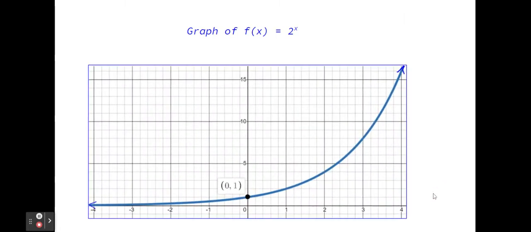So here is our basic function, an example, f of x equals 2 to the exponent of x. And this is what the graph will look like. You notice it's a curve, it is not a linear function, it is not a quadratic function. And we can see it is increasing. The y-intercept is at (0, 1) because when x is 0, 2 to the exponent 0 equals 1. And the function keeps getting bigger.